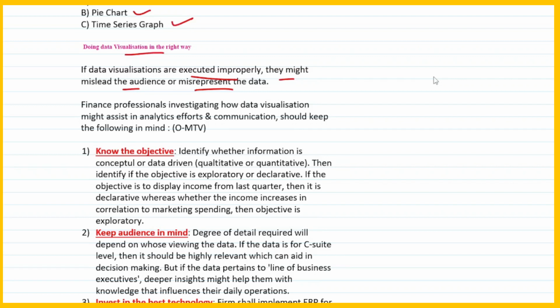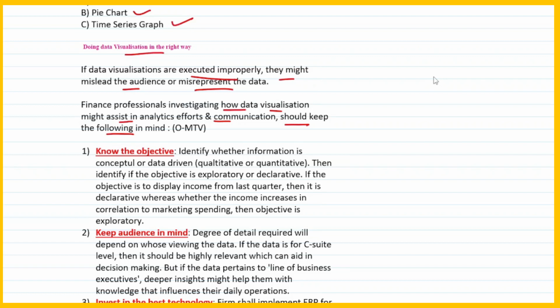So you got to make sure that the data visualization techniques that you're using are all executed properly, and you have to make sure that it shows the right part to the audience, as well as that the data is given in an appropriate manner, right? Let's start with this. Finance professionals investigating how data visualization might assist in analytics efforts and communication should keep the following in mind. So basically this topic talks about how the finance professional should make sure the data visualization is conveyed to the audience, right? So there are certain things that you are supposed to keep in mind.